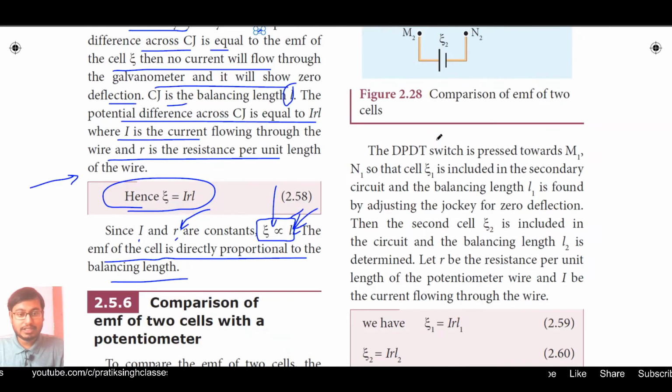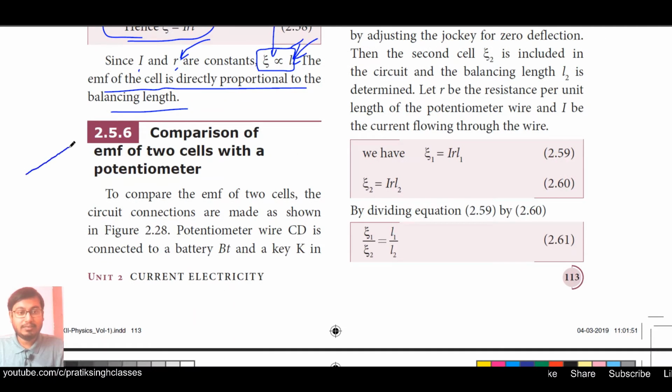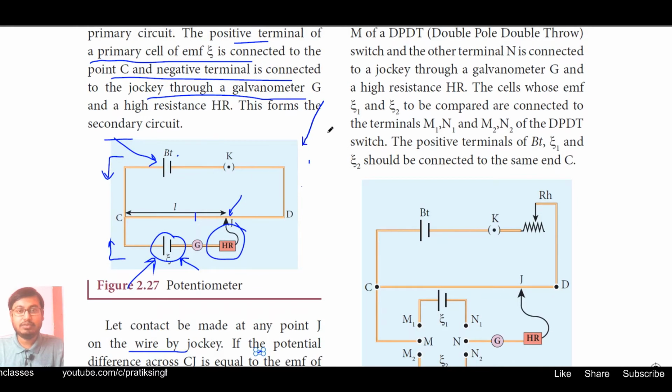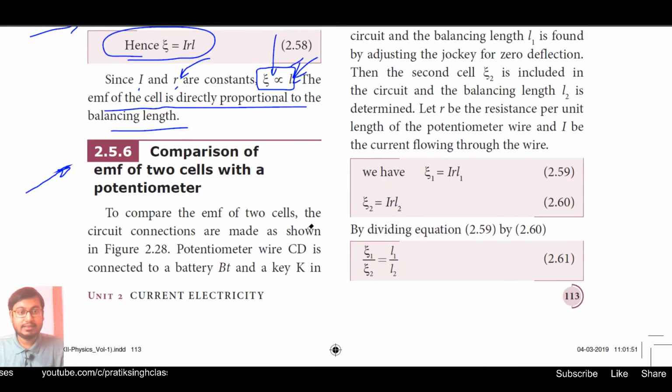Now coming to the next topic, that is comparison of EMF of two cells with a potentiometer. This means how to find out the ratio between the EMF of two cells. The connection will be the same as given in figure 2.27. What we have to find out here is the ratio of the EMF developed by battery BT to the EMF developed by the battery having EMF Xi. So this value we have to find out. Let us start section 2.5.c, comparison of EMF of two cells with a potentiometer.